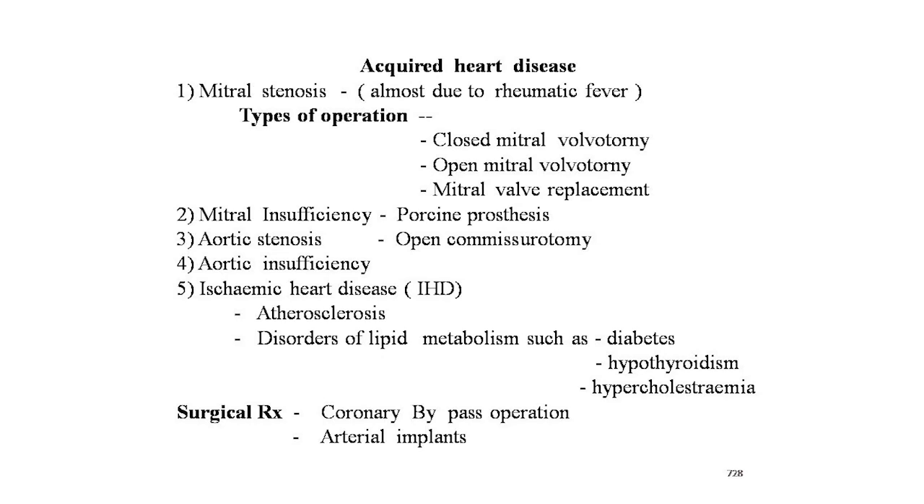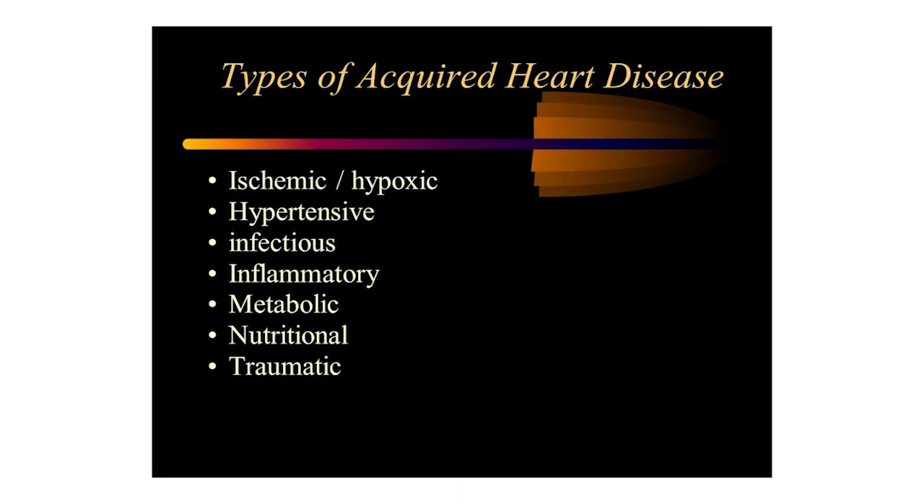Next is ischemic heart disease, that is IHD. Atherosclerosis is the main culprit, and second is disorder of lipid metabolism such as diabetes, hypothyroidism, and hypercholesterolemia. Surgical treatment is coronary bypass operation and artery implants. Dear students, the types of acquired heart disease are ischemic, hypoxic, hypertensive, infectious, inflammatory, metabolic, nutritional, and traumatic.